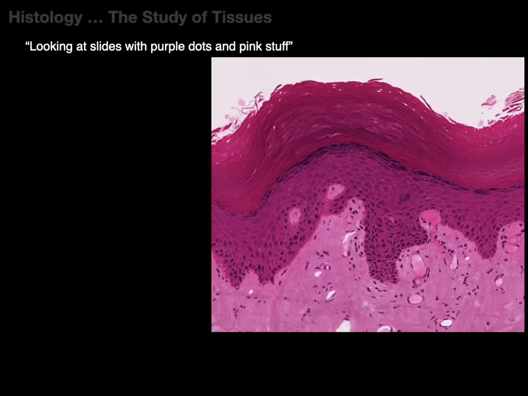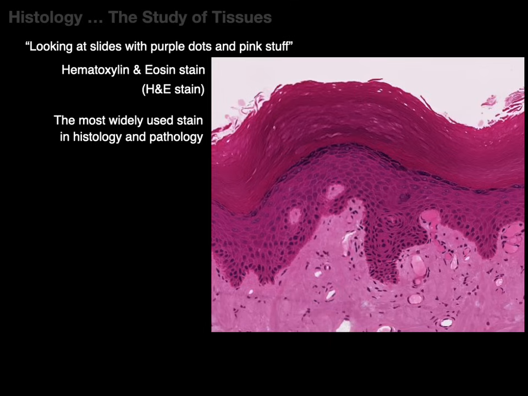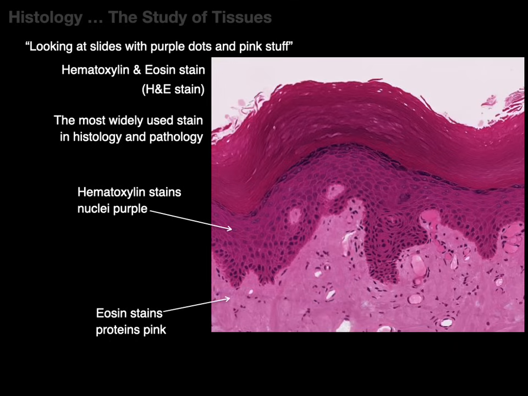Now, another way I've heard histology described is: oh, that's looking at slides with purple dots and pink stuff, because you get a slide that looks something like this. You're like, oh, purple and pink. This is called a hematoxylin and eosin stain, in short, an H&E stain. It's the most widely used stain in histology and in pathology in medicine. Hematoxylin stains the nuclei purple because it stains nucleic acid purple. And eosin stains proteins pink. And so when you look at something like this and you zoom in, you're like, well, there's something dark purple. That's a nucleus. Here's some pink stuff, probably proteins.